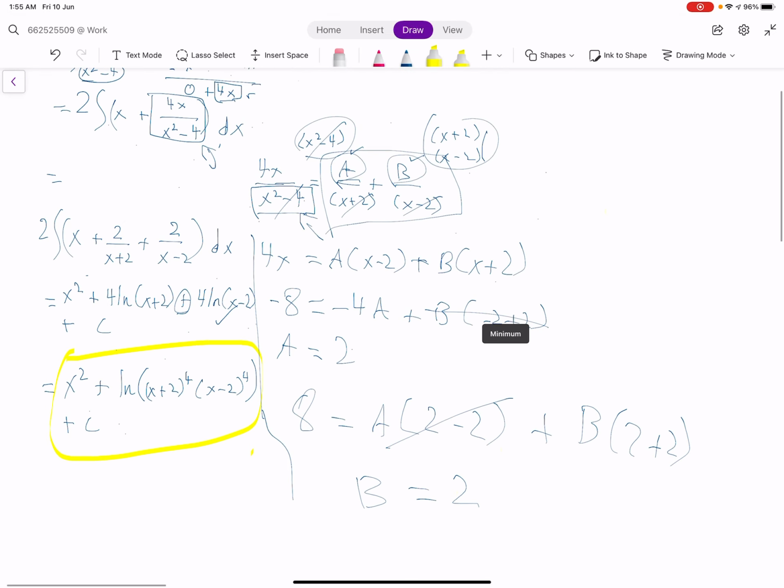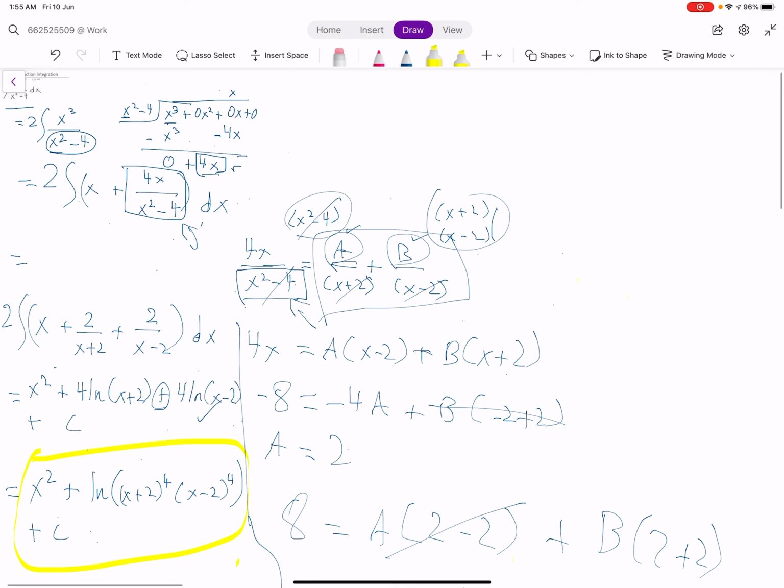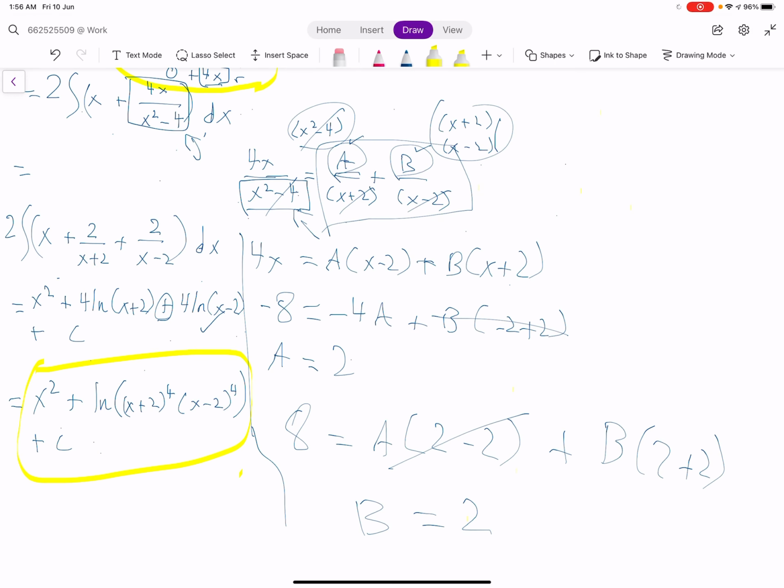Everything was easy. And the only challenging part, which only took me maybe 30 seconds, is the long division. And I don't think it's difficult. I only think that people think that it is difficult, but it's not. Everything is just basic steps that are very easy to do.